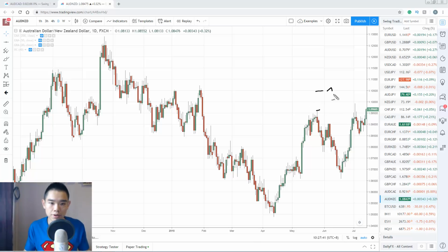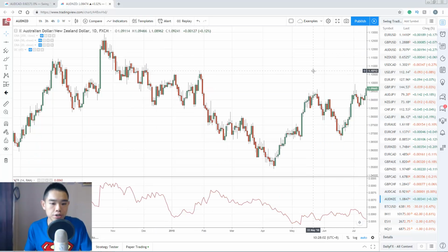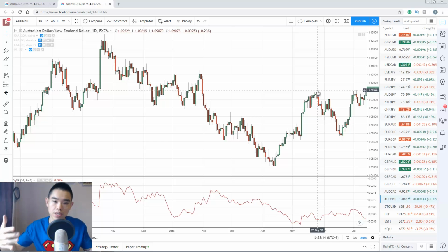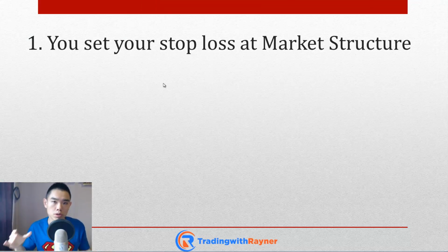So give it some buffer. This is the buffer that you can give it. If you want to have a more definite example, use the ATR indicator, average true range, and find out what the value is. So let's say, for example, the value at this point in time is about 60 pips. So from this high, you add on an additional 60 pips. That is the buffer that you can use to give yourself a wider stop loss so you don't get stopped out on a spike up or spike down. Okay, so this is important. Don't set your stop loss at obvious market structure.